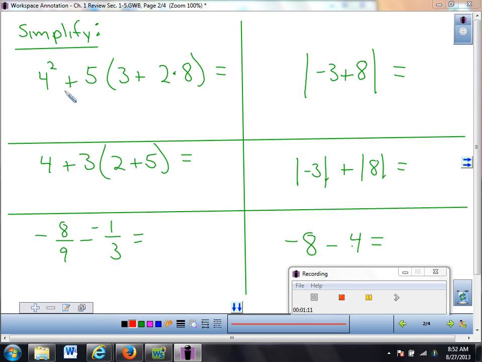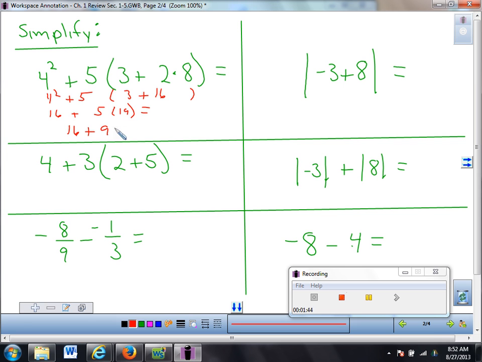Okay, simplify using order of operations. I'm going to work inside the parentheses first. So you get 3 plus 16. So my parentheses gives me 19. And then I bring everything down. Remember, this is 5 times the parentheses. So I have 16 plus 5 times 19. I do multiplication first. 5 times 19 is going to be 95.